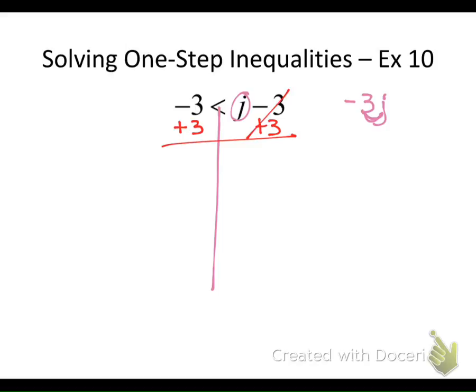So my 3s are going to cancel on my right. I bring down my j. Now I'm just adding, so I don't need to worry about flipping my sign. That's only if I multiply or divide by a negative number. So my inequality sign stays the same. Then what's negative 3 plus 3? 0. So 0 is less than j.